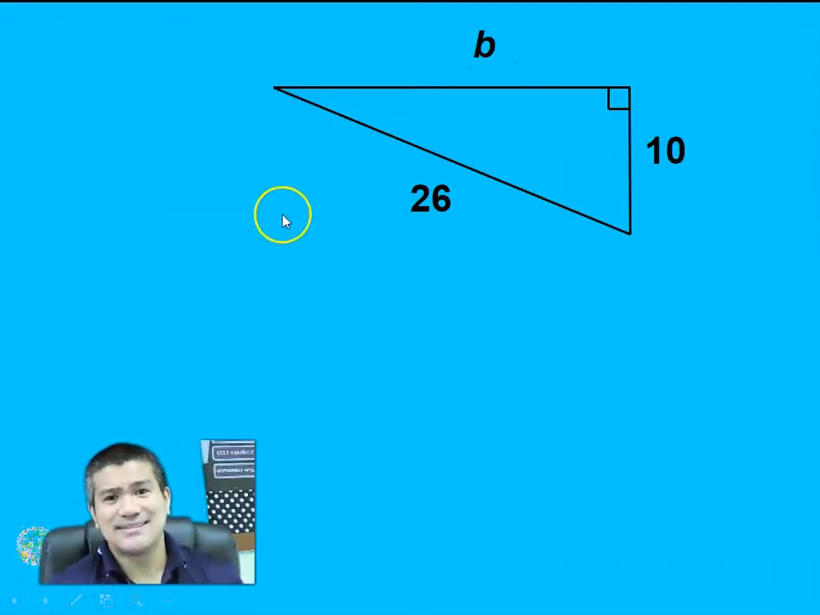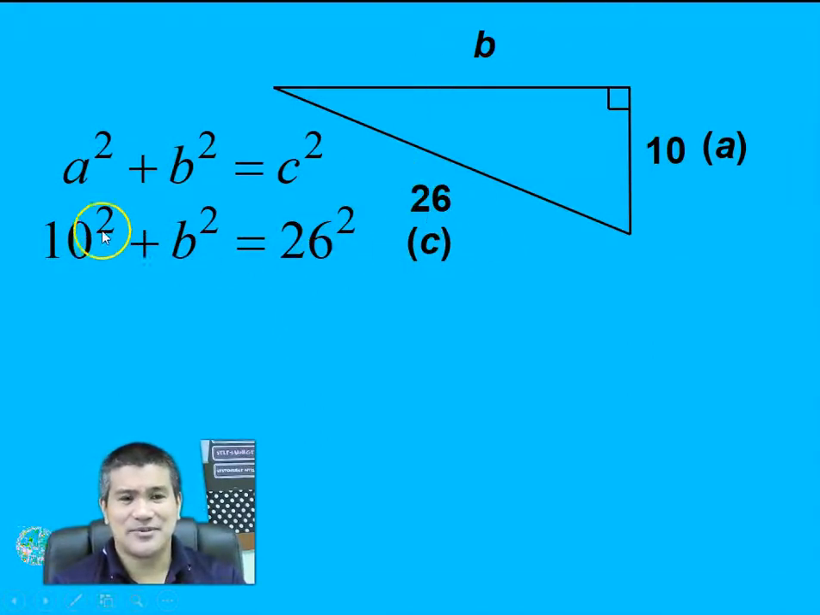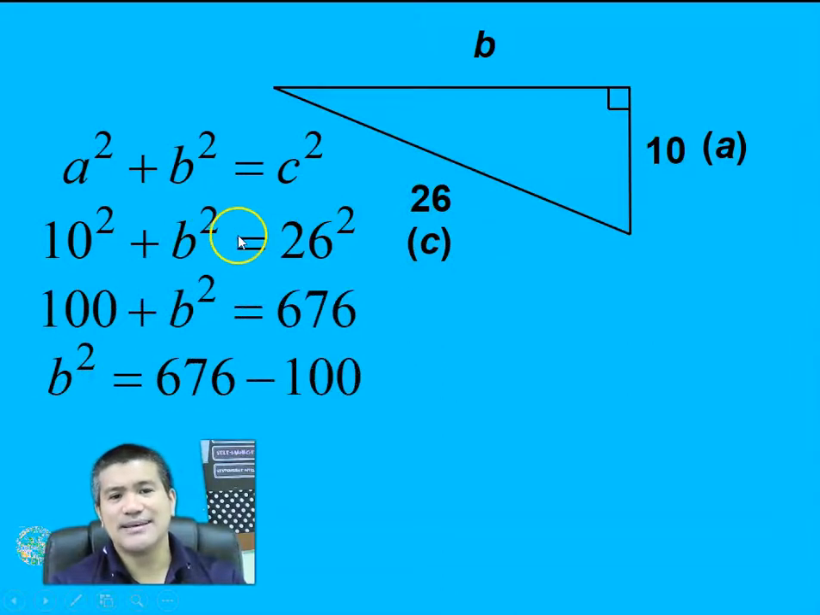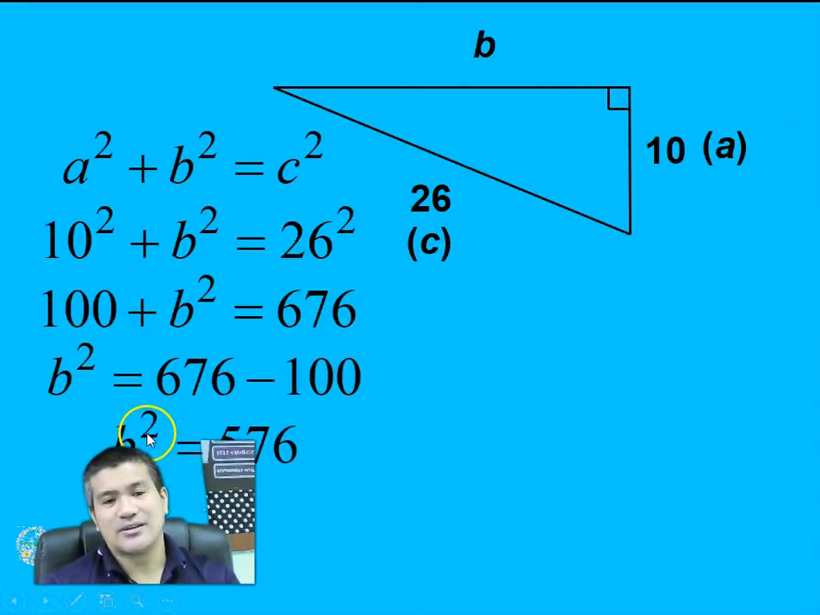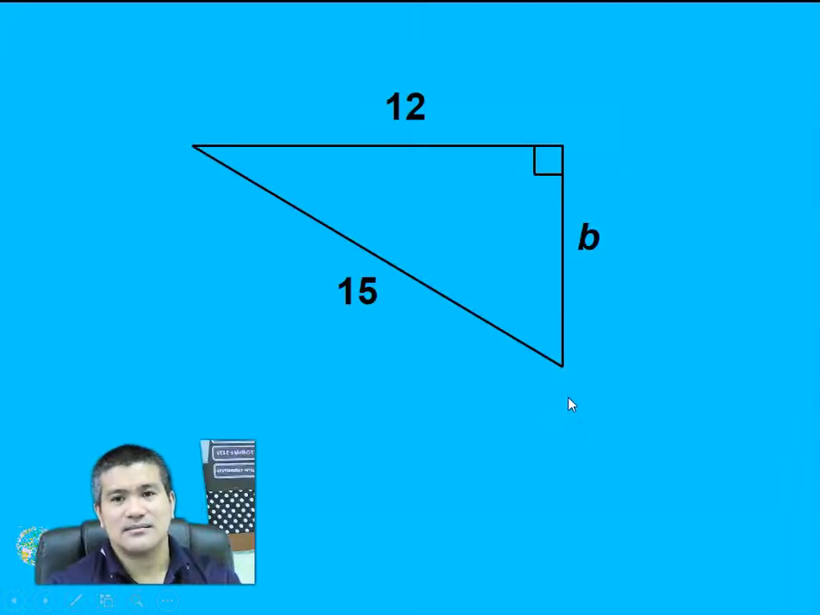So what is the answer now? What is the result for that? We are looking for the b there, so therefore 10 squared plus b squared equals 26 squared. And then after that, you will move only the 100 to the other side, so 576. What is the square root of 576? Simplify that one, so you will get 24. So therefore, the answer for that length is equal to 24.